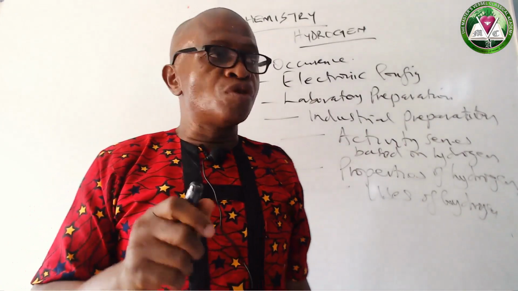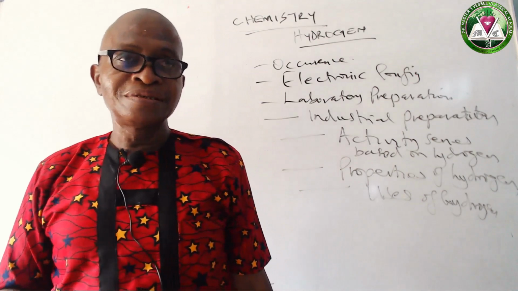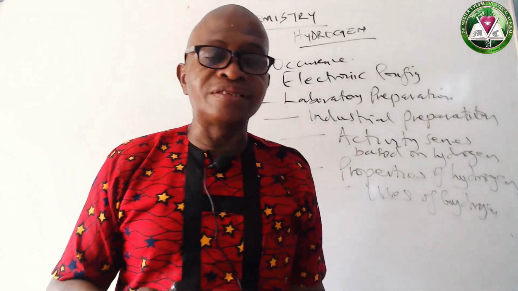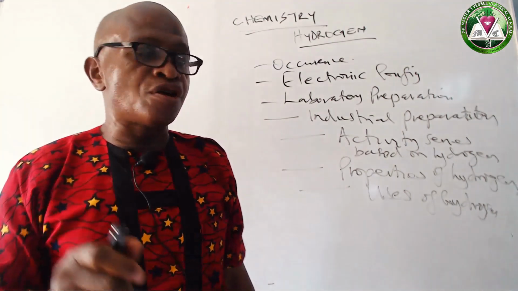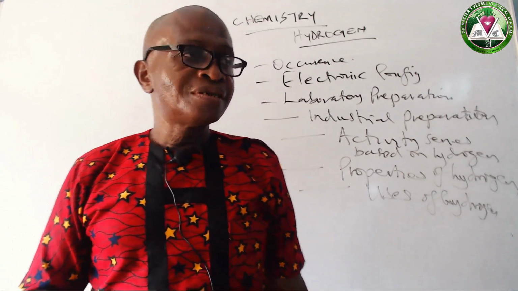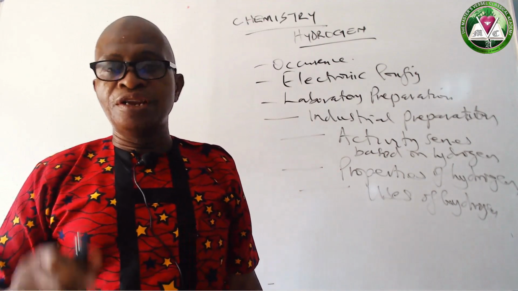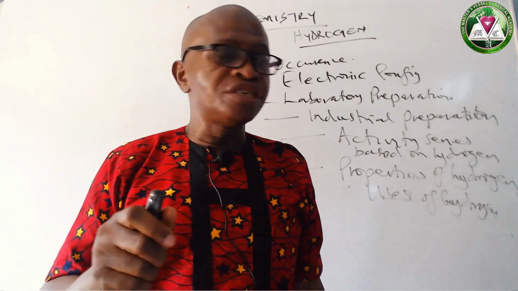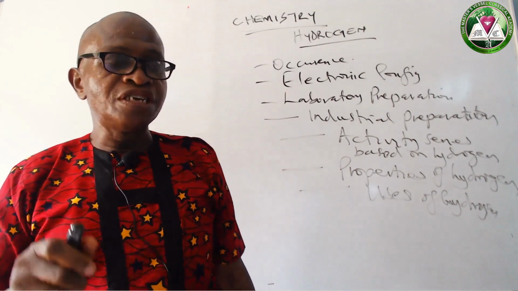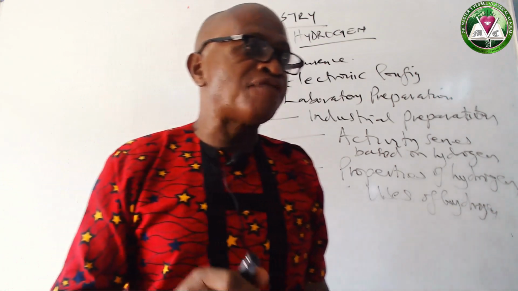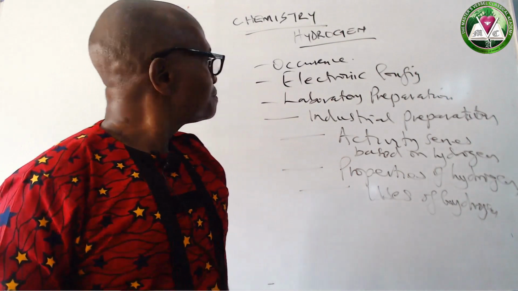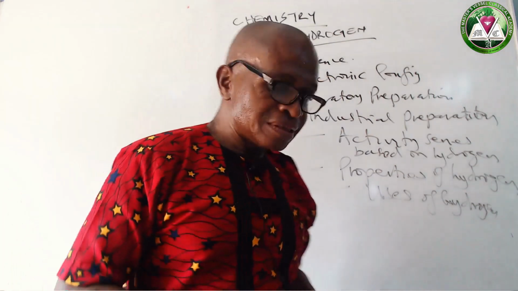Hydrogen can be found in most of the organic compounds, especially carbohydrates. Carbohydrates are those organic compounds that contain carbon, hydrogen, and oxygen. Hydrogen is equally found in protein. Hydrogen can equally be found in fats. Therefore, these are where you can find hydrogen, but they are in combined state. That takes care of occurrence.